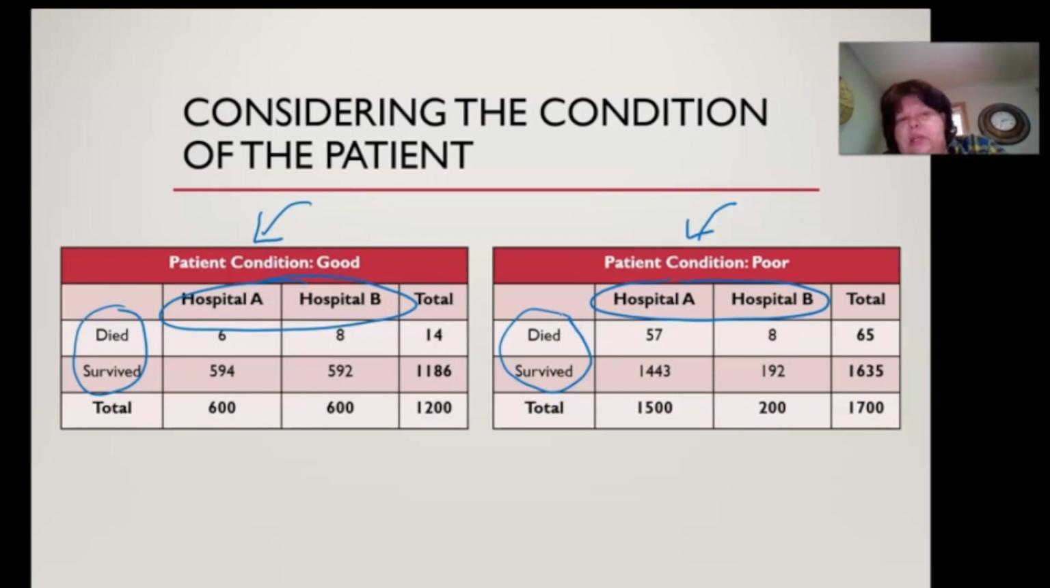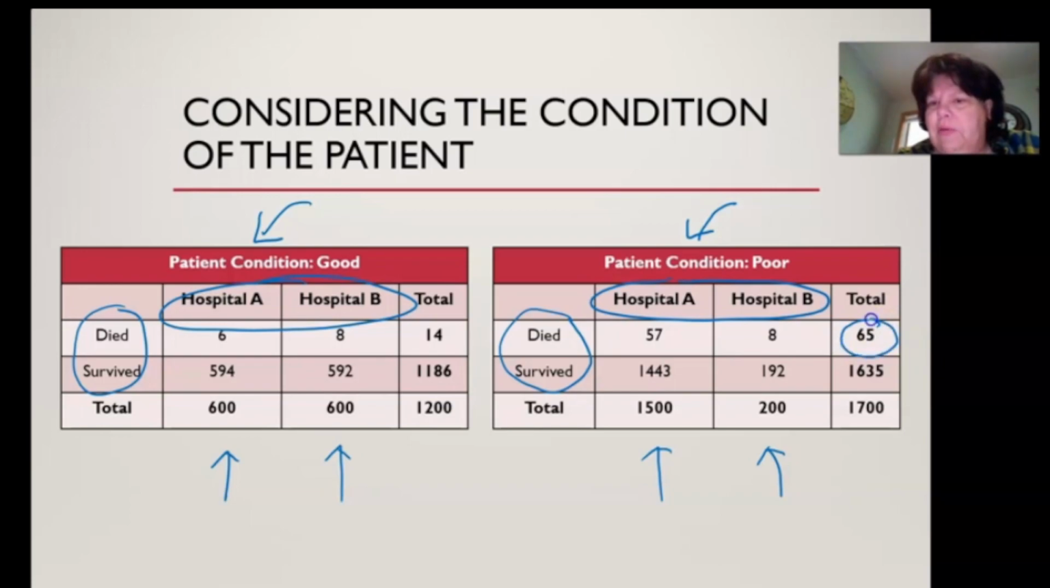And there are some totals here that are interesting. On the left, in the good condition patients, you have just as many from hospital A as hospital B. But in the poor condition patients, you have 1,500 going to A and only 200 going to B. Now, what's the problem with that? Well, what do you expect the death rate to be with poor condition patients? Higher, right? They had 65 deaths out of 1,700, as opposed to 14 deaths out of 1,200.